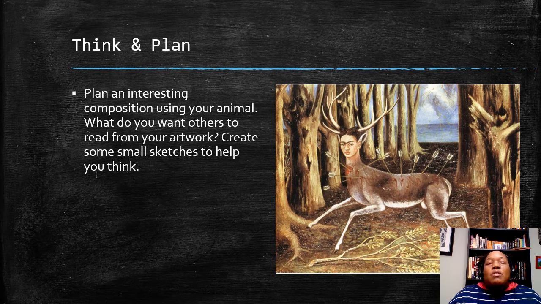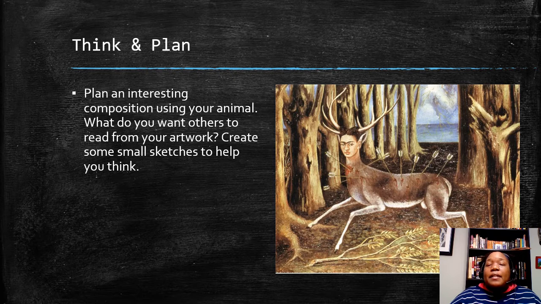So what you need to do is think and plan an interesting composition that uses your animal. What do you want others to be able to read from your artwork? You may want to create some small sketches that help you think as you go through this process. Looking at Frida Kahlo's work again, what kind of story do you think she may be trying to tell us by having her act as this deer with arrows going through the body of the deer?